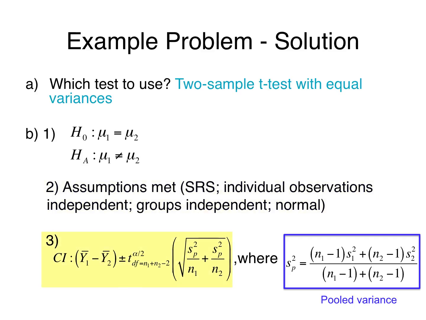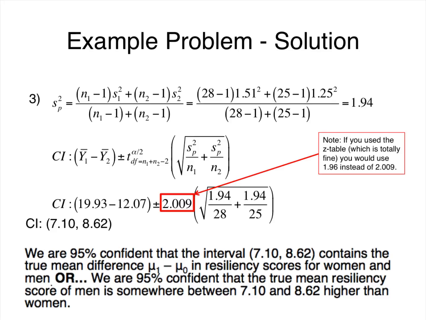The next step is to calculate our confidence interval, which we use the formula for a two-sample t-test with equal variances. We first calculate our pooled variance by plugging in our values for the sample sizes and standard deviations for each of the two groups. And once we do that, we plug our pooled variance into our formula and weight it by the sample size of each group to calculate the standard error. Our degrees of freedom is the sample size of group 1 plus the sample size of group 2 minus 2, which equals 51. And when conducting a two-sided test with a level of significance of 0.05 and a degrees of freedom of 51, we determine our t-statistic to be 2.009 and then calculate our confidence interval.